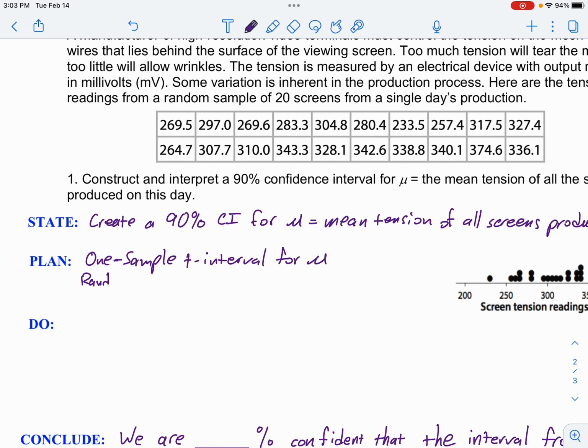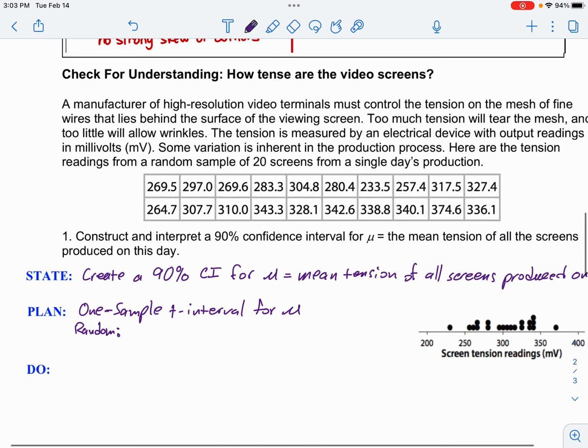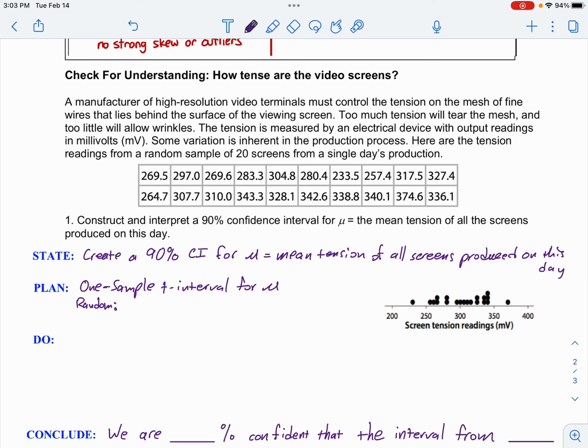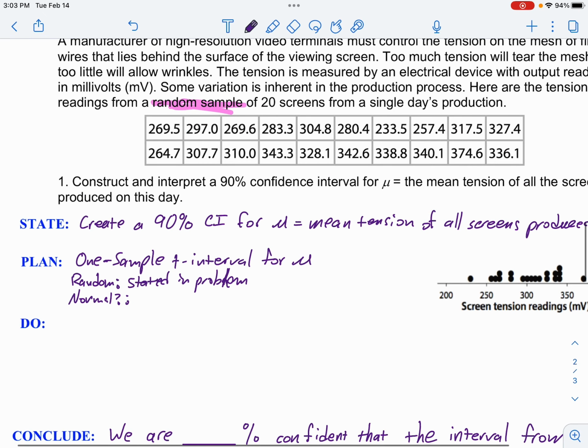Is it random? Did it say random up there? I'm sure it did. Here it is, yep. Random sample. So I would say stated in the problem. It was a random sample. After random, you check, is it normal? So is the sample large enough?